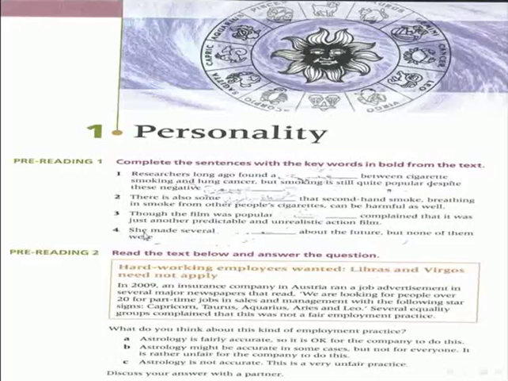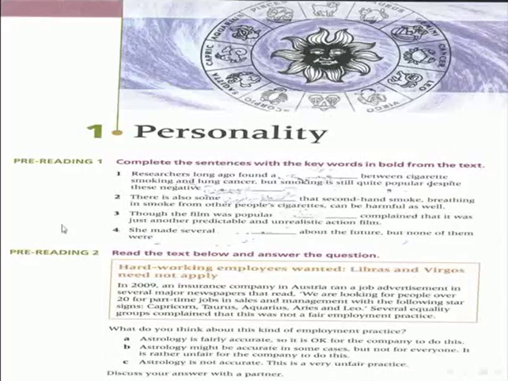Number 4. She made several what? About the future. She made several predictions about the future. But none of them were, right here, accurate. Okay? But none of them were accurate.